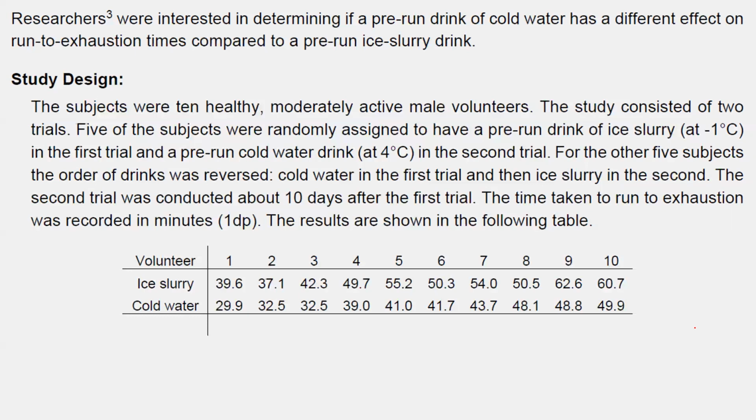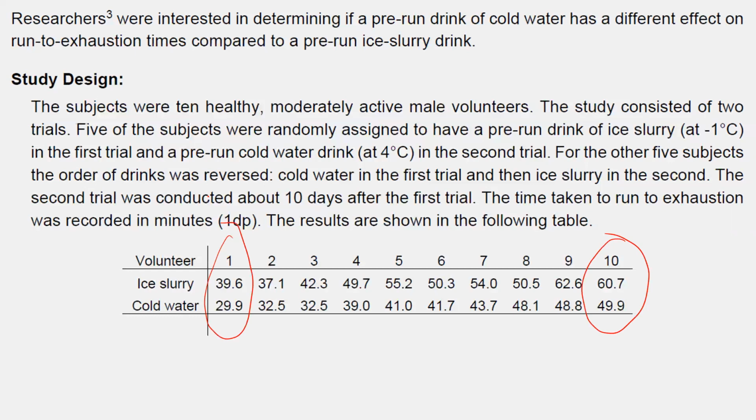So what we're interested in here, if we look at person number 10, this person's a pretty good runner. They can run for over an hour with the ice slurry or nearly 50 minutes with the cold water. So they're a really good runner. Compare that to person number 1, and they're barely getting up to 40 minutes. So there's a lot of individual differences between the units in terms of how long they can run for.